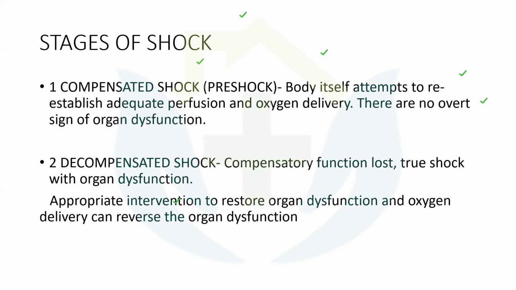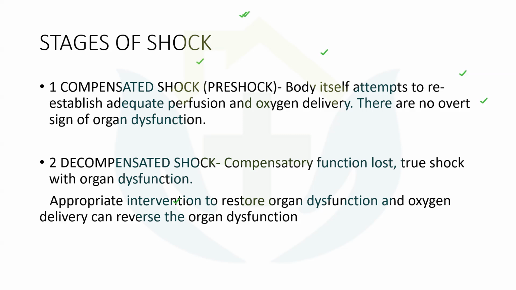So, stages of shock. We know about stages. First, compensated shock or pre-shock stage: the body itself attempts to re-establish adequate perfusion and oxygen delivery. There are no overt signs of organ dysfunction. In this compensated or pre-shock stage, BP may be normal. So that is important. We have to keep shock at this level.